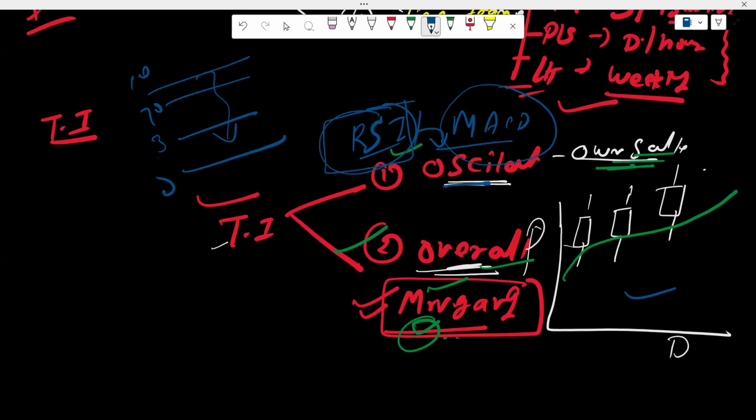There are many technical indicators, but as a beginner, we'll discuss these three indicators. Number one, the moving average, which is an overlay indicator. Number two, the RSI, which is an oscillator, and we'll also discuss the MACD. These three indicators we will discuss.